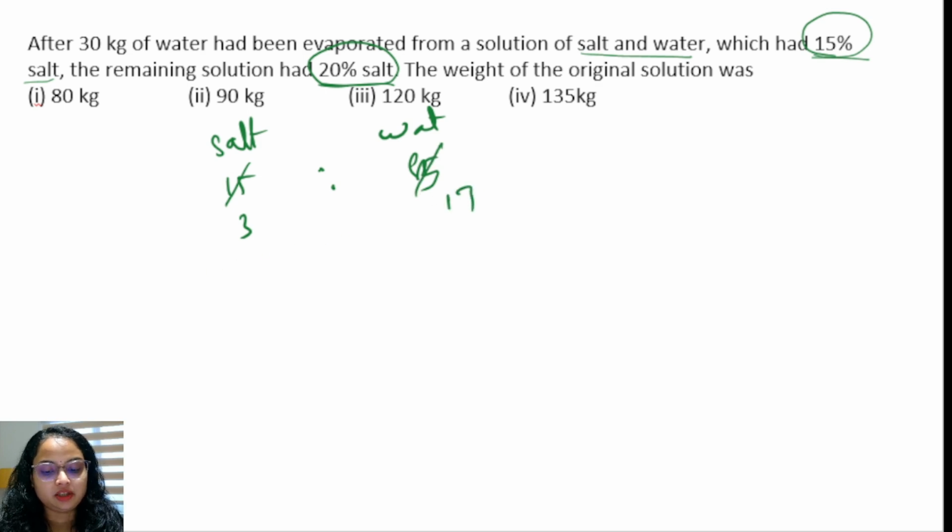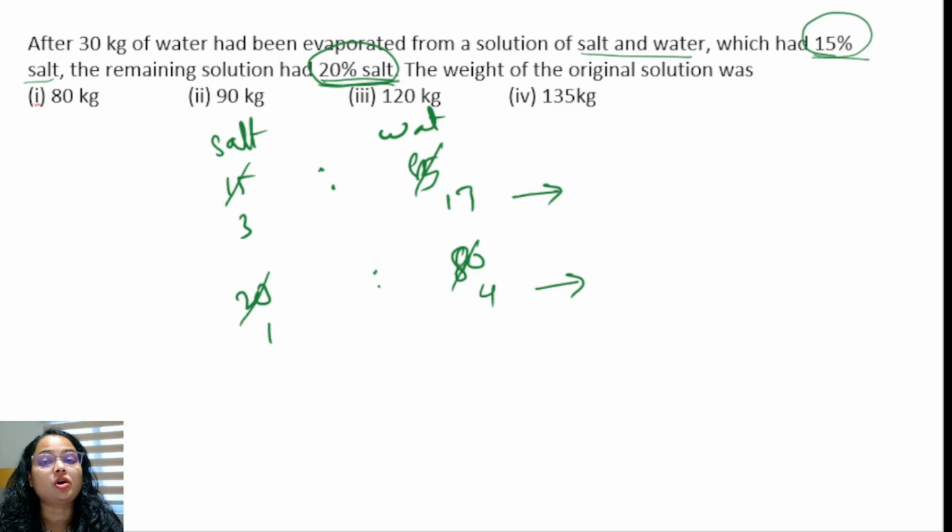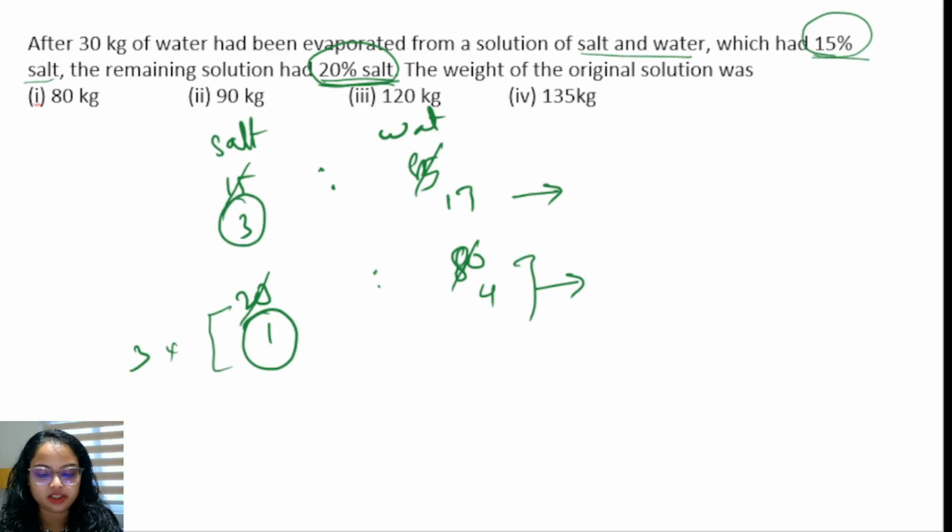Okay, and after the evaporation, the salt percentage turned to 20%. And the water percentage will be 100 minus 20, it is 80%. If you simplify it, 1 is to 4. So the ratio of salt to water is 1 is to 4. Initially it was 3 is to 17 and later it is 1 is to 4. Here the salt remains the same, the water has changed because of evaporation. So here we will make the salt content the same. We will multiply the second ratio by 3 so that we get the same salt quantity. It is 3 is to 12.